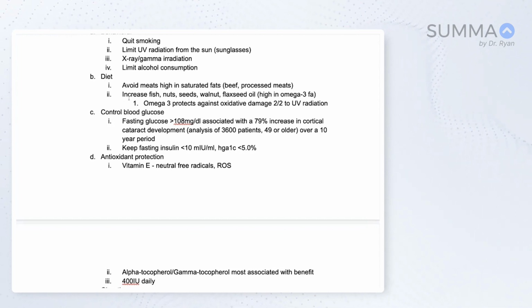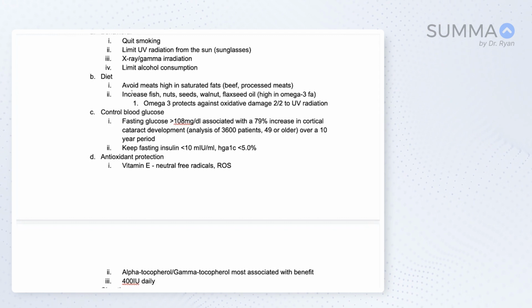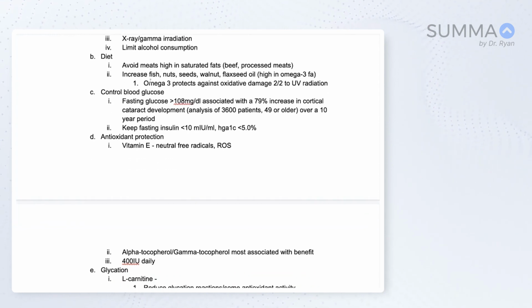And then try to increase fish, nuts, seeds, walnut, and flaxseed oil. If you're in the Lean for Life program, those are the fats that I tend to really emphasize, primarily because they're very high in omega-3 fatty acids. Omega-3 fatty acids protect against inflammation, as well as reactive oxidative species, so against oxidative damage, right? So very, very important to add those in.